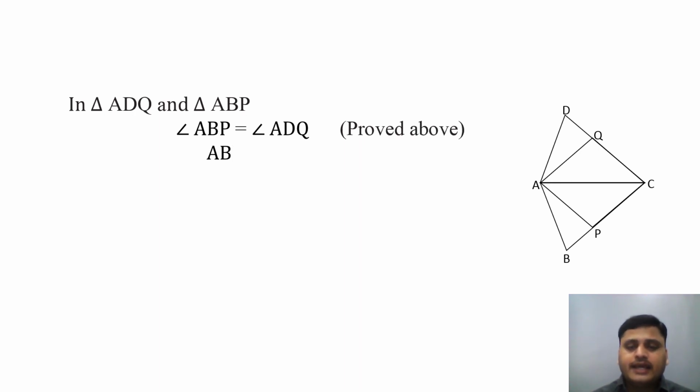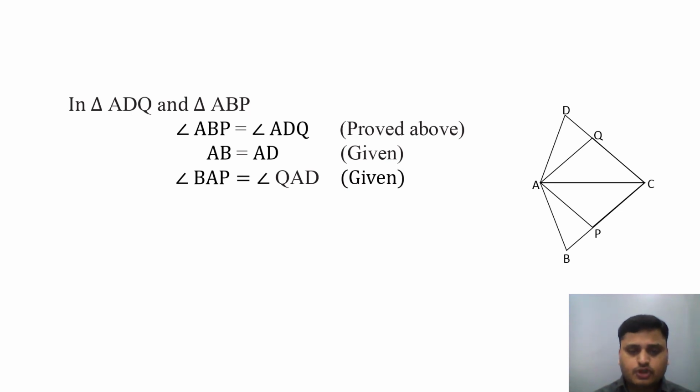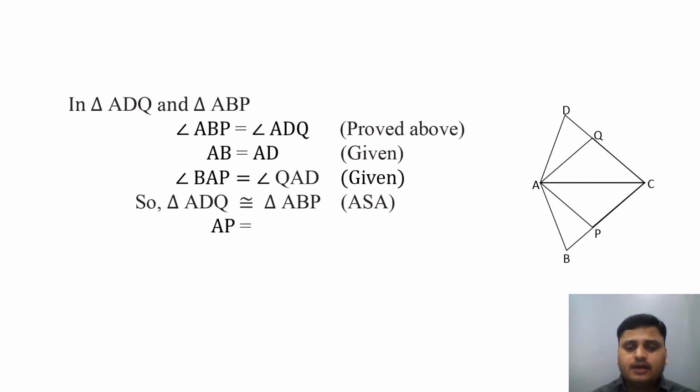So angle ABP is equal to angle ADQ, we have proved above. Then AB is equal to AD, this is given, and angle BAP is equal to angle QAD, this is also given. Okay, so triangle ADQ is congruent to triangle ABP by the angle side angle congruency rule. And by CPCT we can say that AP is equal to AQ. Okay, so that's all for this. Thank you all, and this is the way we will prove it.